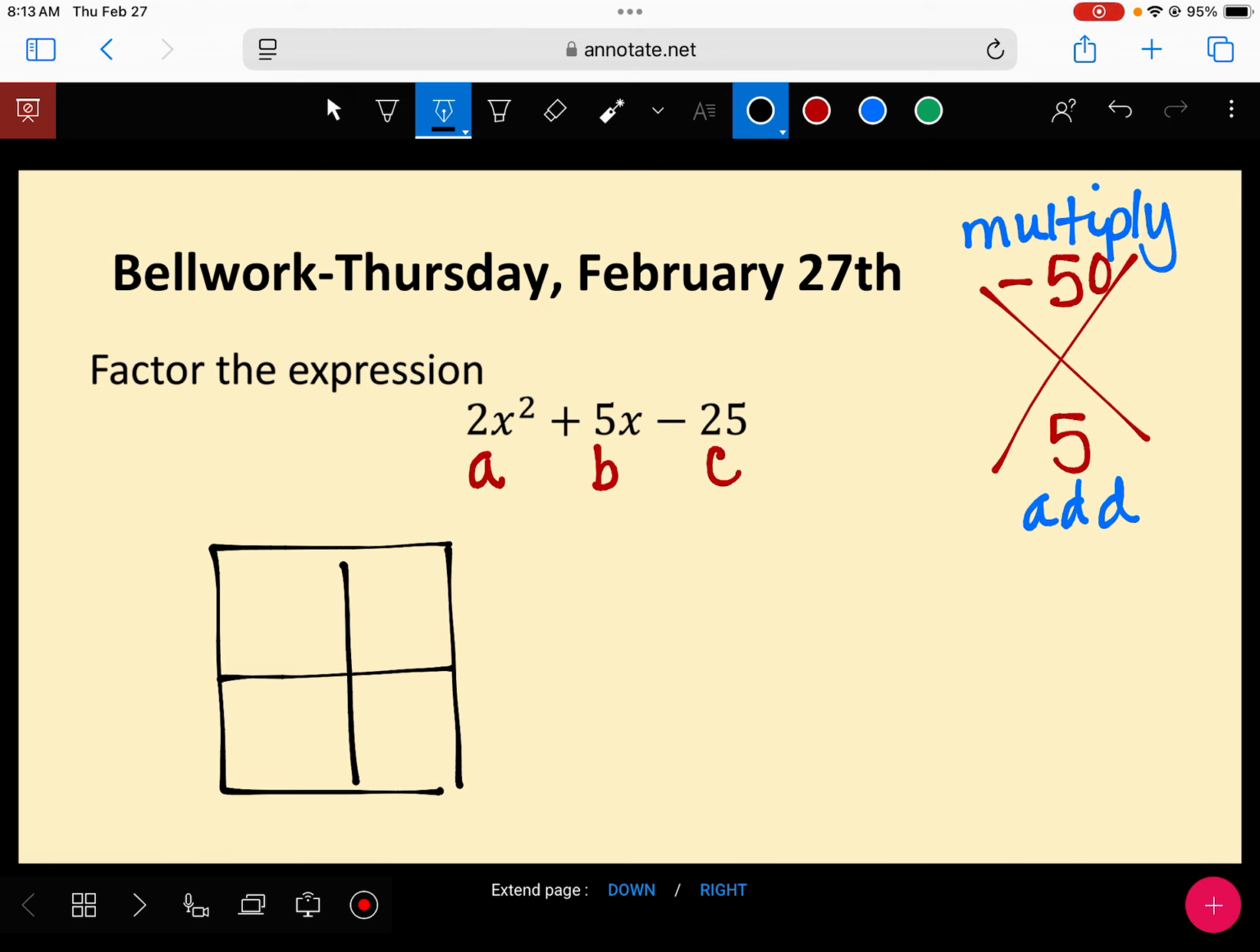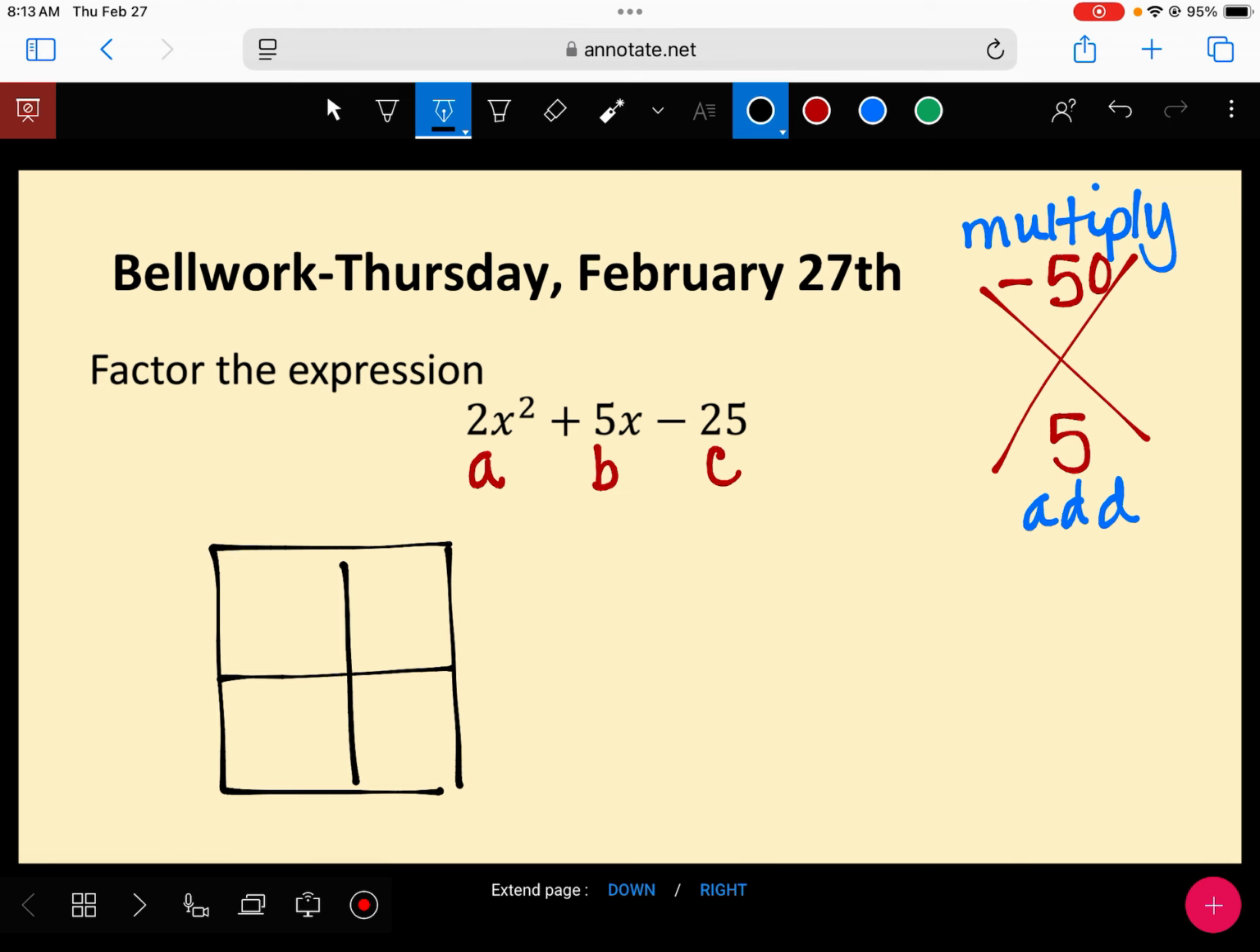And thumbs up when you figure out what the numbers are. I'm not going to call on you. I just want to see who can find the numbers. Because that's the hardest part of factoring, is finding our numbers. So two numbers that multiply to give you negative 50. Add to 5.